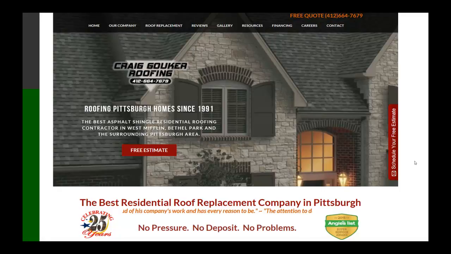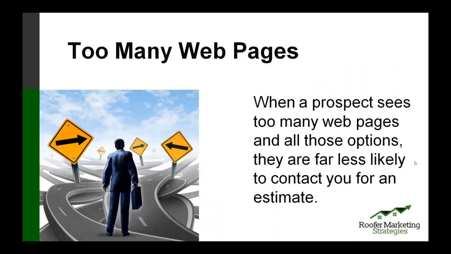It's probably a great company, but the challenge is on a Google AdWords ad, remember, it's pay-per-click advertising, and when a prospect sees too many web pages and all those options, they're actually far less likely to contact you for an estimate. And we say that not as our opinion, but as quantifiable fact. We've split tested websites versus landing pages, and the landing page always beats the large website.